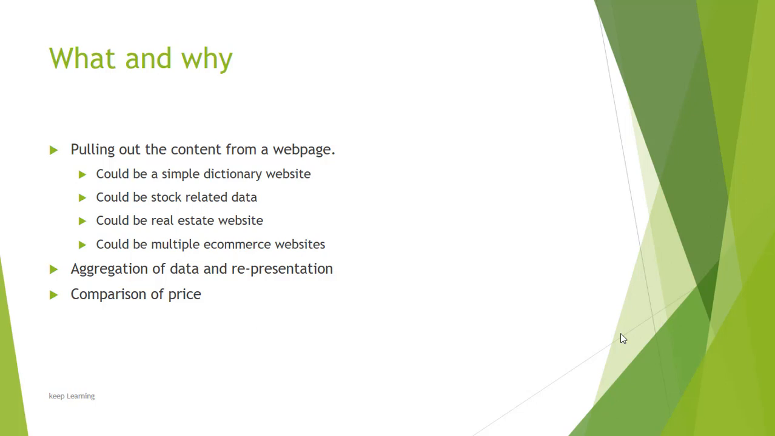So why is web scraping done? Web scraping could be done for aggregation of data. You have data across multiple websites which are not a subset of each other, or which could be a subset of each other, but there are some elements which are not common, so you want to aggregate that data. For that you could use website scraping, or you want to represent the data in a different format which is more convenient to you or more convenient to your users. So that's one more application of website scraping.